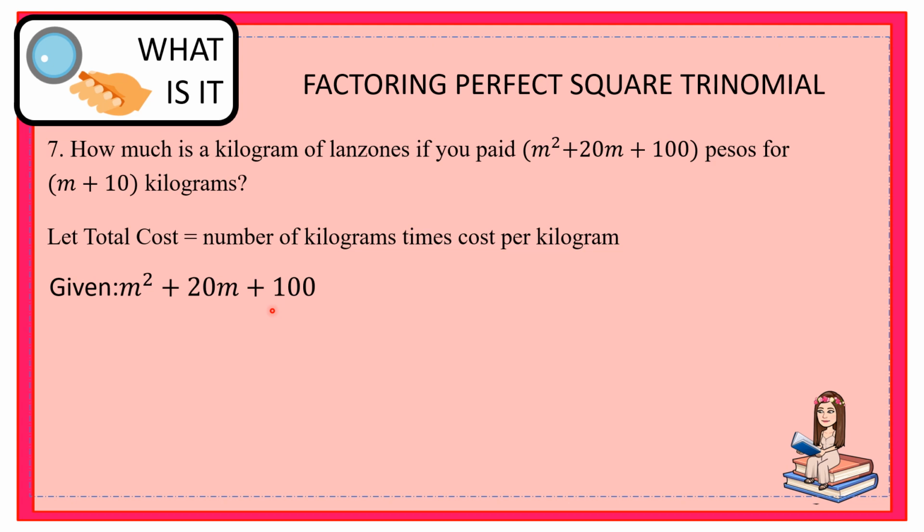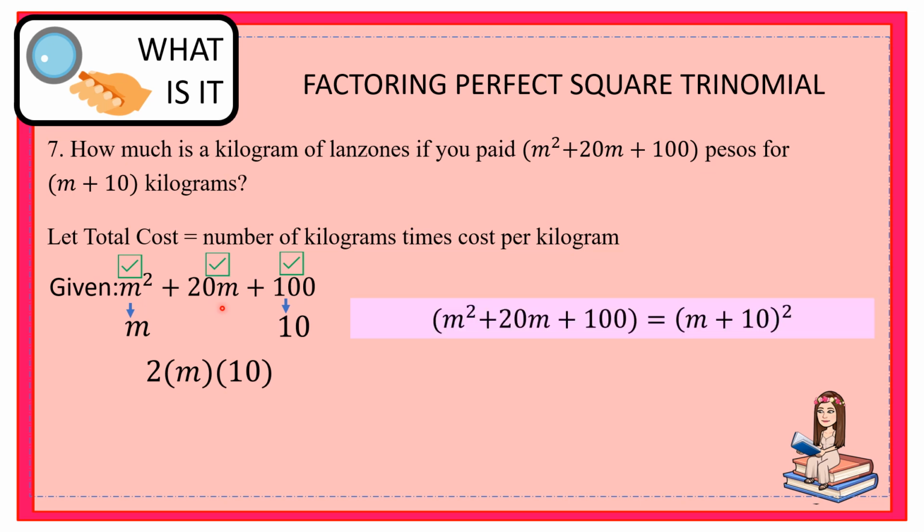Let us factor it out. Is this a perfect square? Yes. What is the square root? M. Next, is this a perfect square? Yes. Is it positive? Yes. What is the square root? 10. Then, always 2 times the first square root times the second square root. So 2 times 10 is 20 times m, that's 20m. Match. Therefore, we can say that m squared plus 20m plus 100 is equal to m plus 10 squared. Ibig sabihin, m plus 10 times m plus 10.